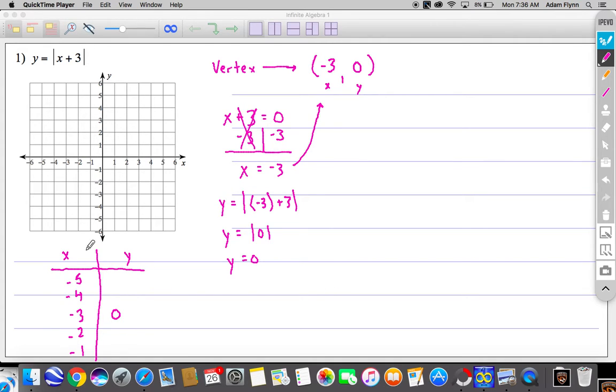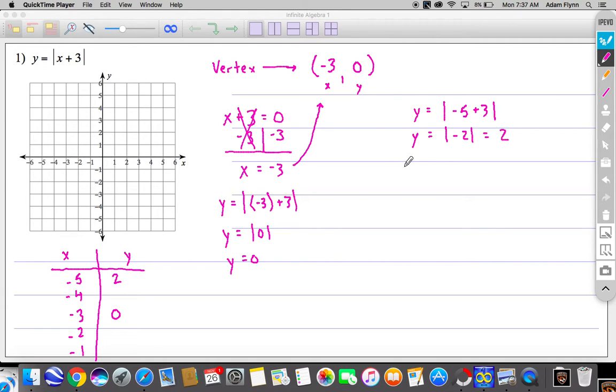So now I'll take these inputs, or these x-coordinates, and plug them into my original given equation to find my y-coordinates, or my outputs. So I'll do that right over here. So I've got y equals the absolute value of negative 5 plus 3. I'm just starting at the top and making my way down. So I know negative 5 plus 3 is going to be negative 2. And the absolute value of negative 2 will be 2. So I'll take this 2 and I'll plug it in next to my 5. So my input was negative 5, my output was 2.